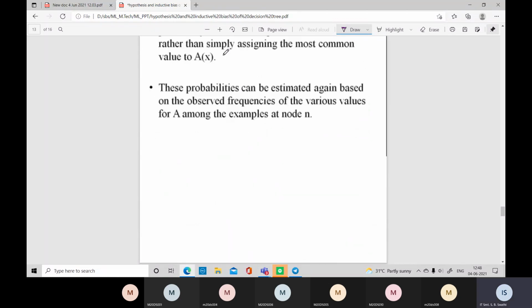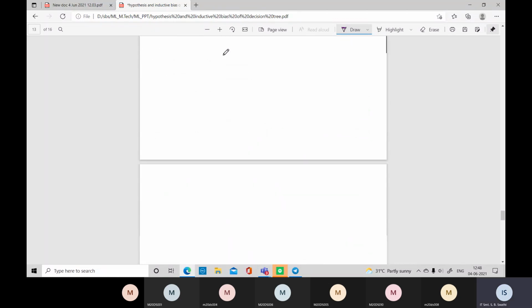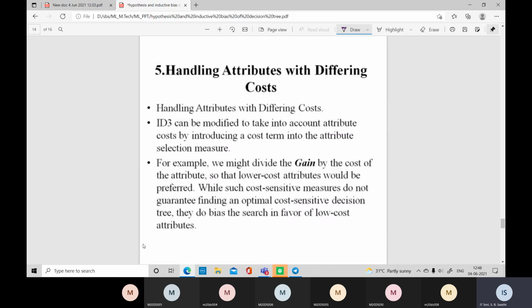The same thing is discussed in the slides. And so the next slide is about how to choose the attributes. One technique we have seen is the entropy method for choosing the attributes.